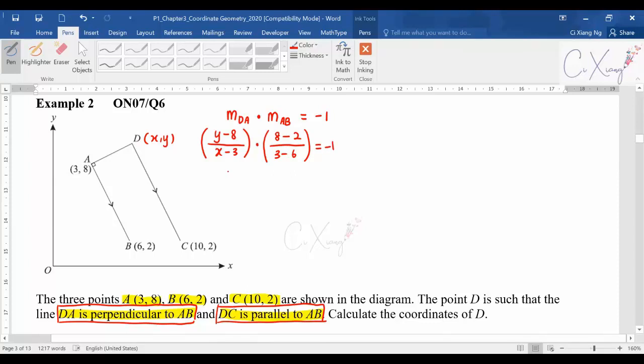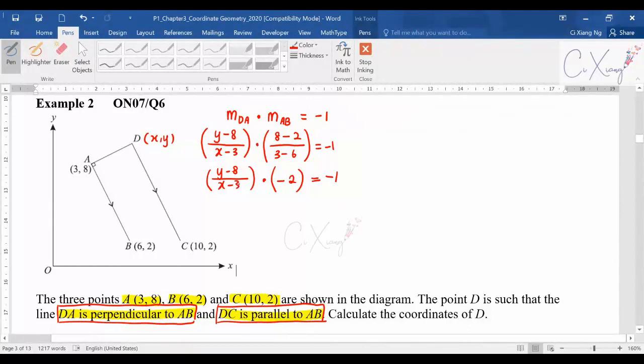Okay, so if you try to simplify this, you have y minus 8 divided by x minus 3. Okay, multiply with 8 minus 2, what do you get? You get a 6. This one you get a negative 3. So when you try to simplify, you should have negative 2. And it is equals to negative 1.